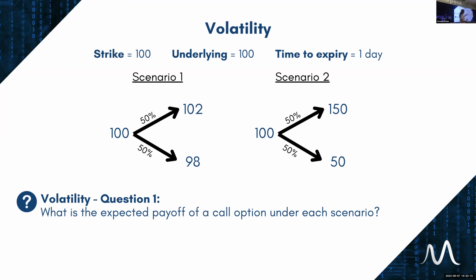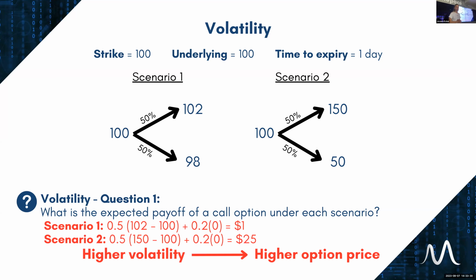And then in this scenario, similarly, the different numbers. In this case, because 50 is out of the money, you get 0, and then here you have $50. So your expected payoff is 25. The key concept is that in scenario 2, you're going to pay $25, much more than scenario 1, because this underlying has a higher volatility. So higher volatility means higher option prices.